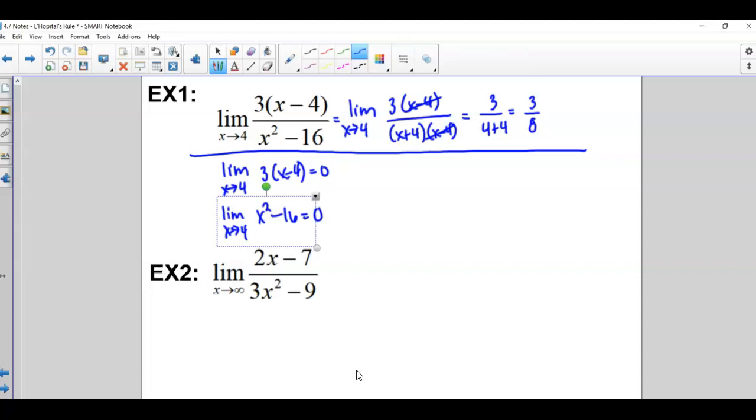So on your homework, I want it written this way. And I want you to write this every single time. Okay? Because if you don't, then you cannot get credit for your L'Hopital rule stuff on the free response questions. And I feel like it's definitely going to be on there somewhere in the free response questions.